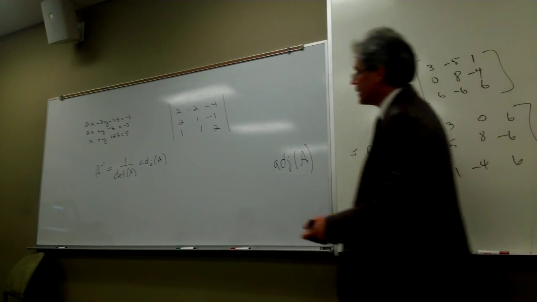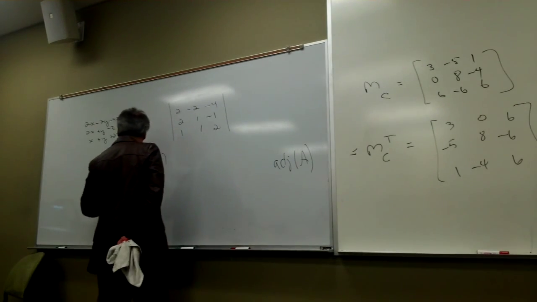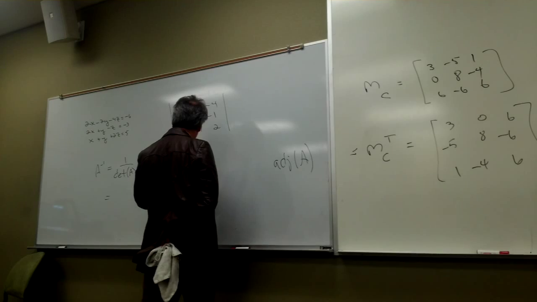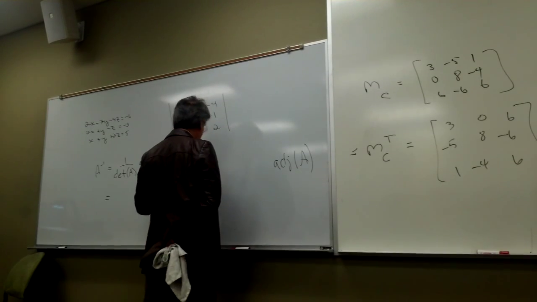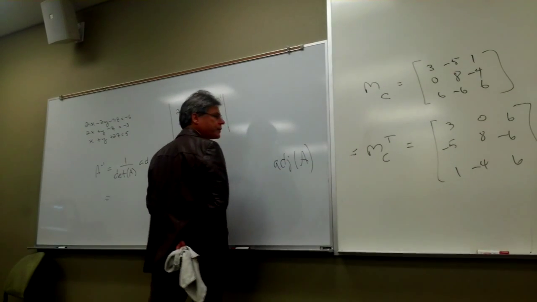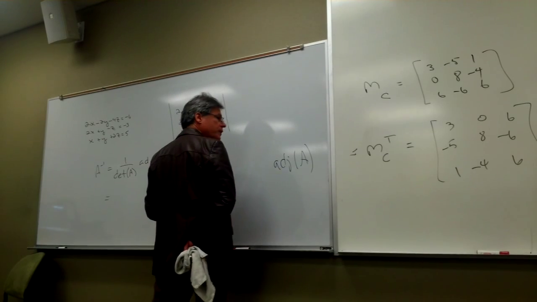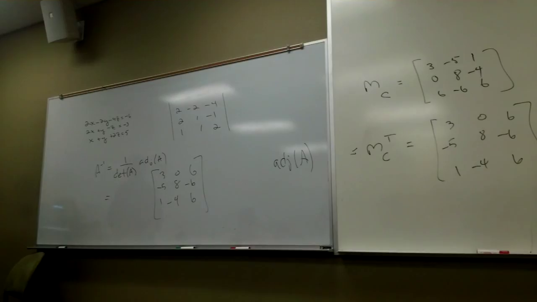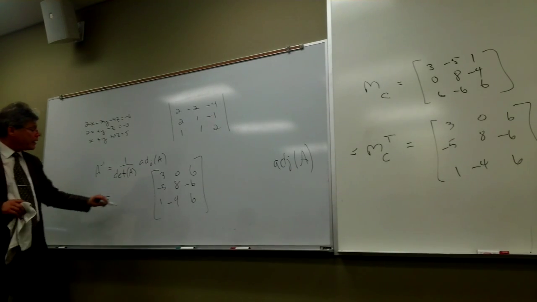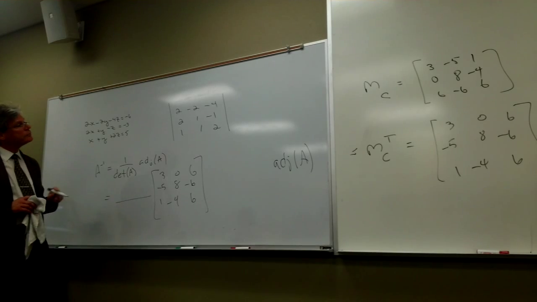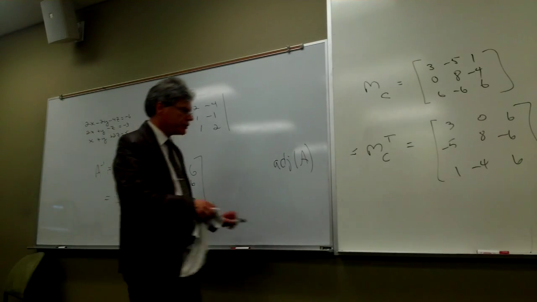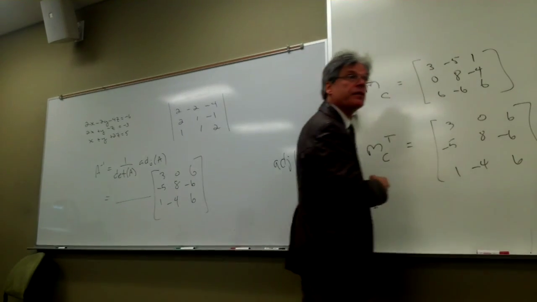In this particular example, I get a fraction times that adjoint, which I've already computed as 3, 0, 6, -5, 8, -6, 1, -4, 6. Hold on, you guys, I'm in trouble. Let me turn on the screen. And if I were to compute the determinant, I got an idea. We'll cheat. Can I erase this? Yeah.